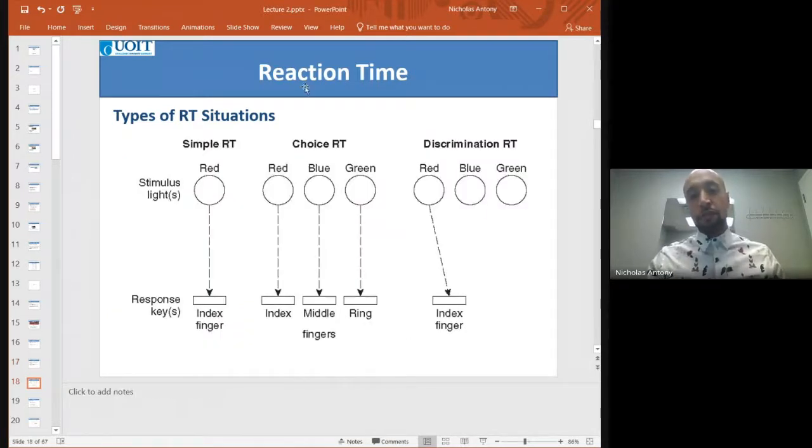So this is just a visual to demonstrate that. Simple reaction time: stimulus, response. Choice reaction time: 3 different stimuli or 3 different options, 3 responses. Whereas discrimination: there are 3 different stimuli, but only 1 requires a response. These are the different things that were utilized in research to evaluate what variables would affect reaction time.